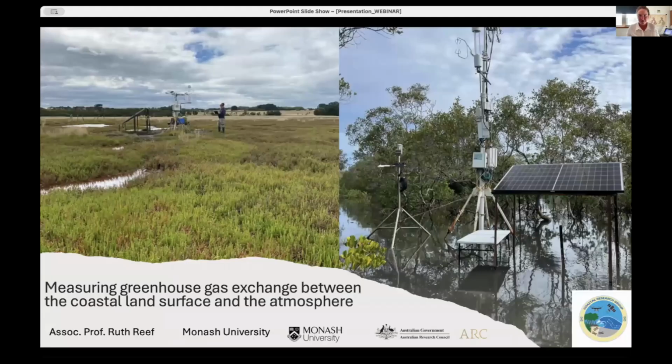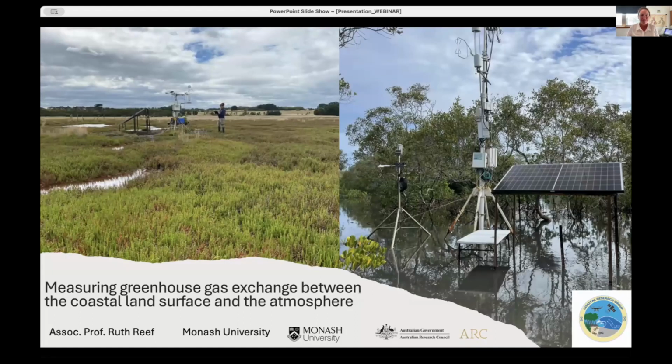I'm going to talk to you about how we've been measuring greenhouse gas exchange between the coastal land surface and the atmosphere in complicated systems such as coasts. As you can see from this image, coastlines can be inundated, can be dry, depending on tidal cycles, depending on seasons, and there are multiple non-linear forcings that are occurring all the time on coastlines.